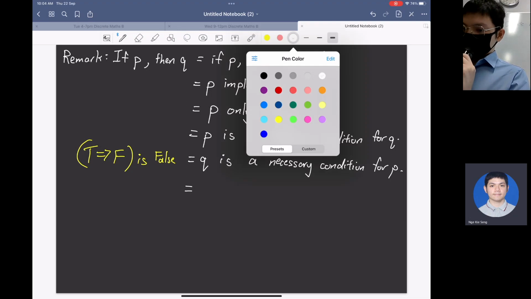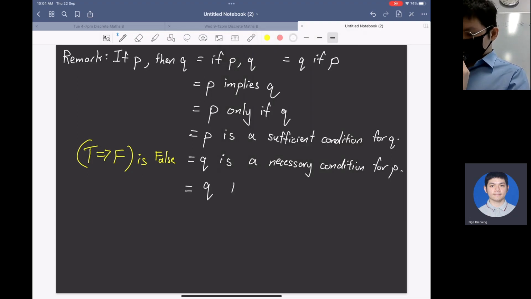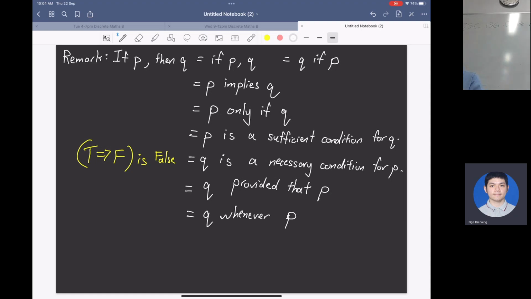Next, Q provided that P. If P happens, then Q happens. Or Q whenever P happens. These are a few useful different ways to say if-then.